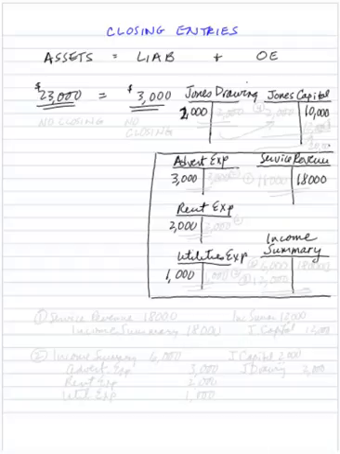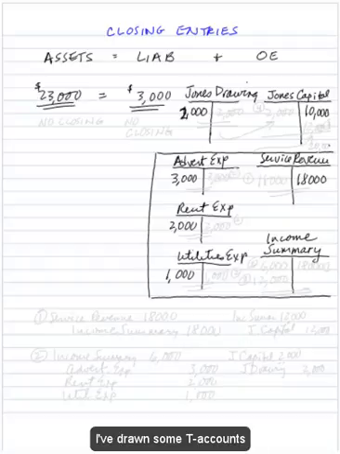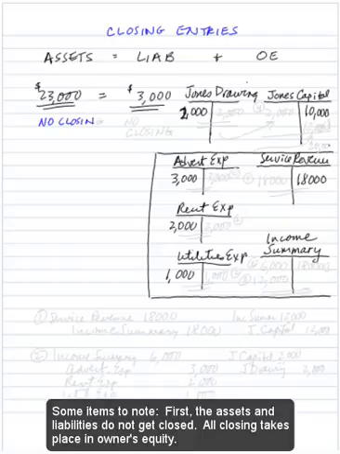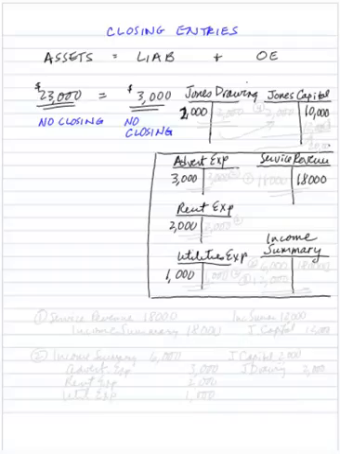Okay, so I've drawn out some T accounts here for this very short problem, and a couple of things to point out. First of all, there's no closing for the assets, so those stay exactly as they were, and no closing for the liabilities either. They remain open. All of the closing happens in owner's equity.